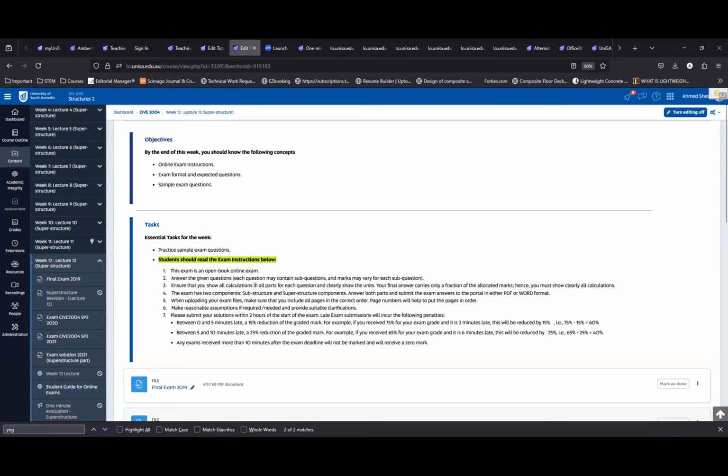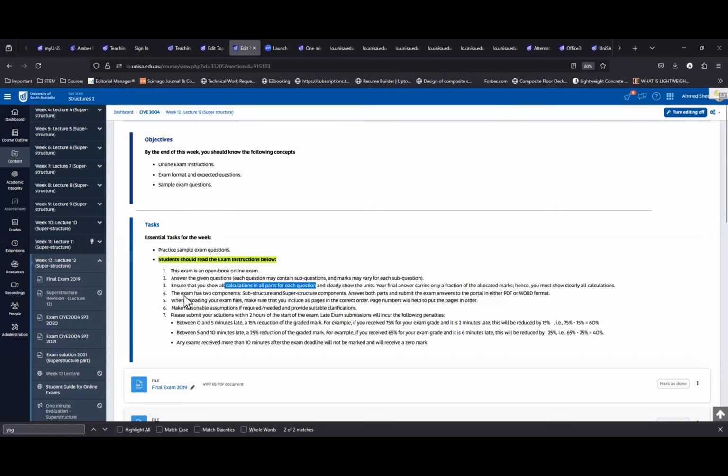Ensure that all your calculations in bars for each question clearly show the unit. The unit is an important part, and also the steps of how you get the values or how you get the final answer are also important. So the mark is not given only on the final answer, but part of it is given on the final answer and part of it on the steps showing the calculation.